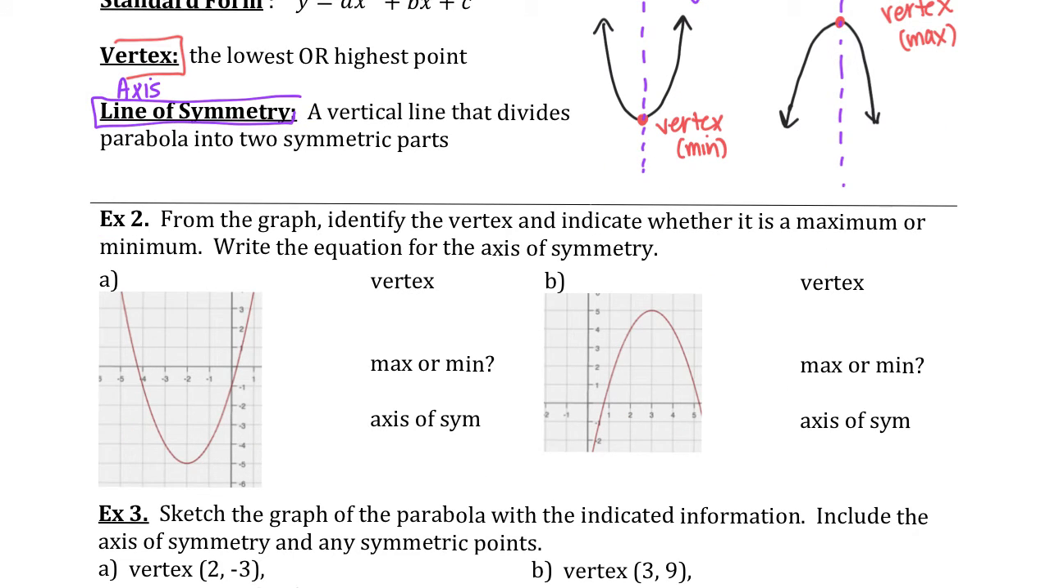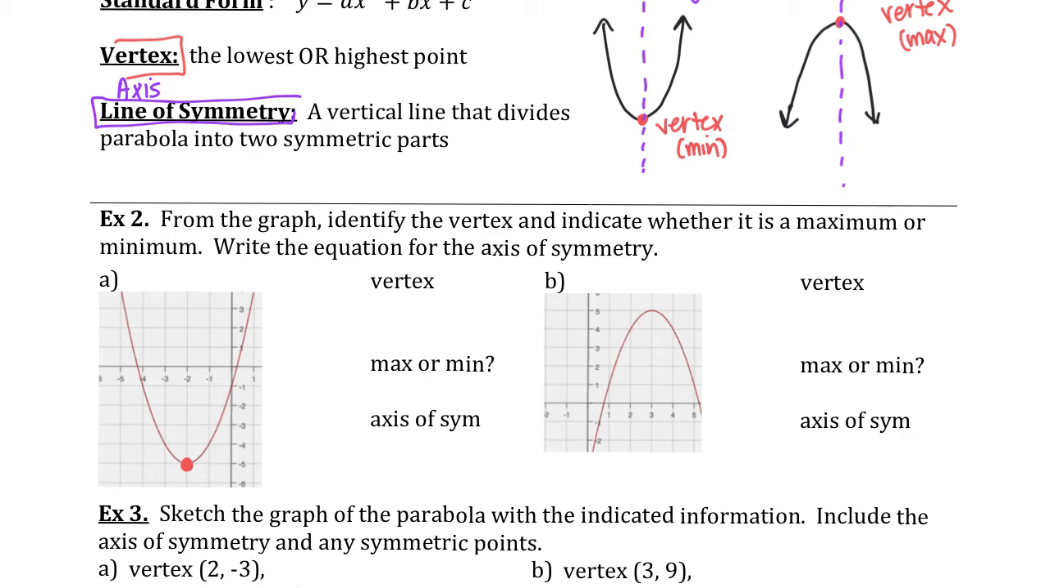Okay, so on the next two graphs, I'm going to identify some of these features we just talked about. I'm going to find the vertex, indicate whether it's a maximum or minimum, and write the equation for the axis of symmetry. I'm also going to draw these points in. Okay, so if I look at the first one, the vertex is the point that's right in the middle, or the lowest and highest point. So in this case, it's this dot right here.